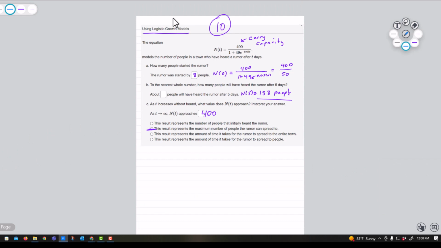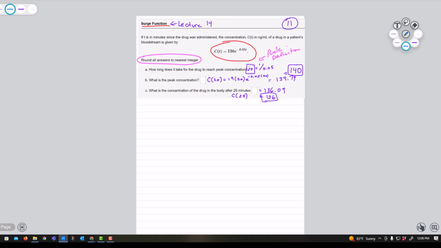Question number 10, hey, it's logistic growth again. So I can see initially, I plug in 0. I see here how many people have heard after 5 days, so I just plug in 5. What this is saying is if we let t get really big, and you should plug in like a billion, a gazillion, you will see that we are going to hit carrying capacity, which is our maximum number of people that know the rumor.